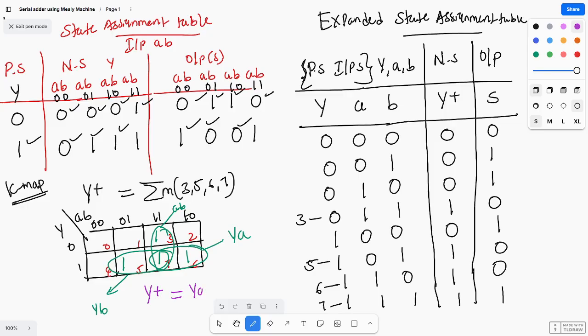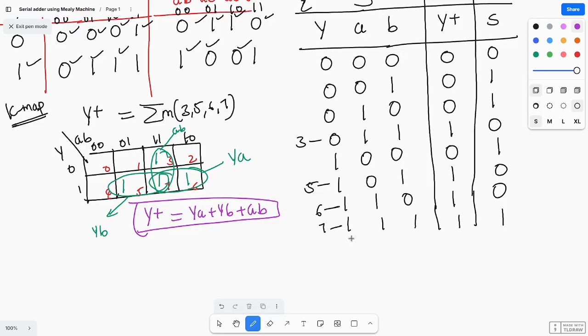So Y'= YA + YB + AB. This is my expression. And next, you need to draw the K-map for the sum also. So that means this is 0, 1, 2, 3, 4. What is sum? Sum equals summation of m of what are the minterms? 1, 2, 4, 7.